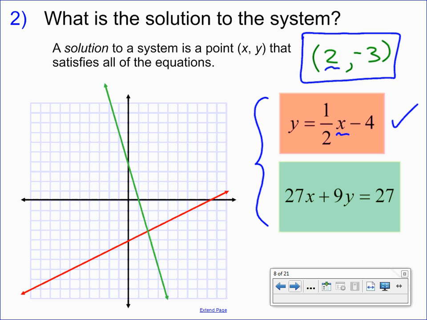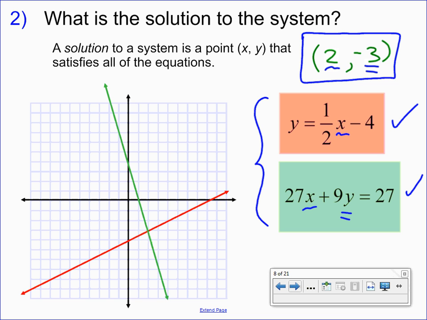Let's check the second equation. Again, we're going to put that 2 in for x. In this case, we'll put the -3 in for y. And let's check. 27 times 2 is 54. Plus 9 times -3 would be -27. 54 minus 27, does that equal 27? Yes, it does. So we are confident that we have found the solution to the system.